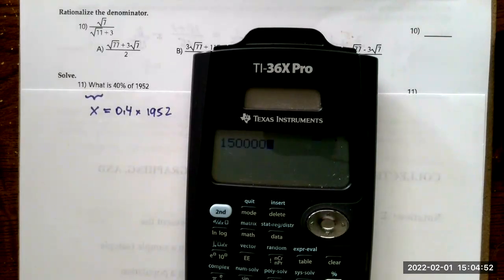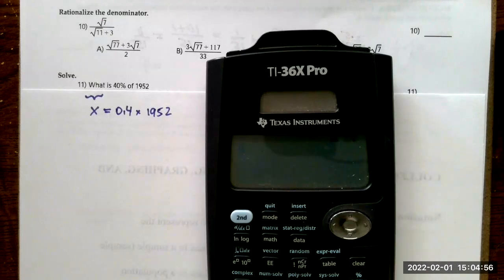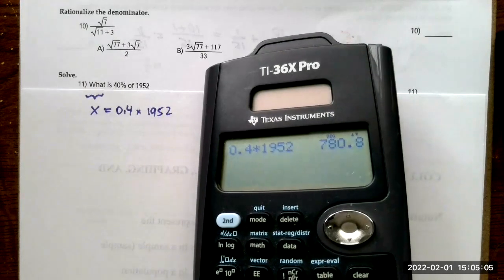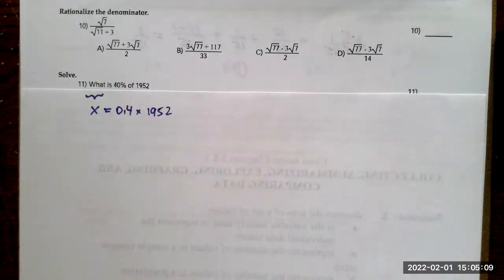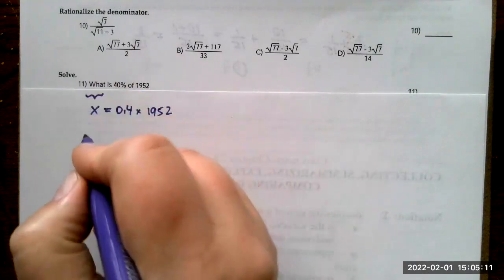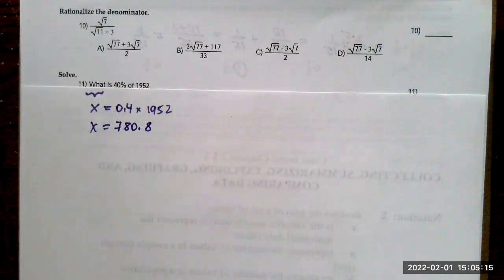Okay, so all we have left is an equation now. All we have left to do is to put it into a calculator. So I have 0.4 times 1952. Here you are. It's 780.8. So X is 780.8. That's it. So that's direct translation.